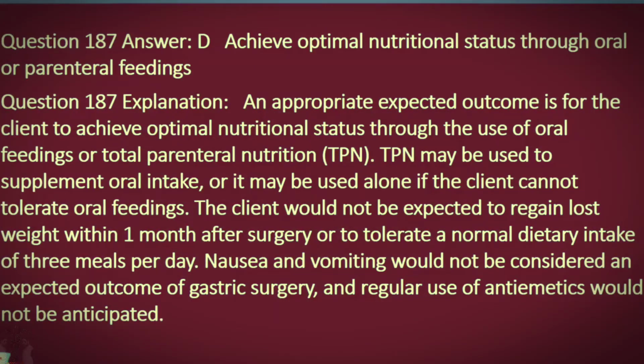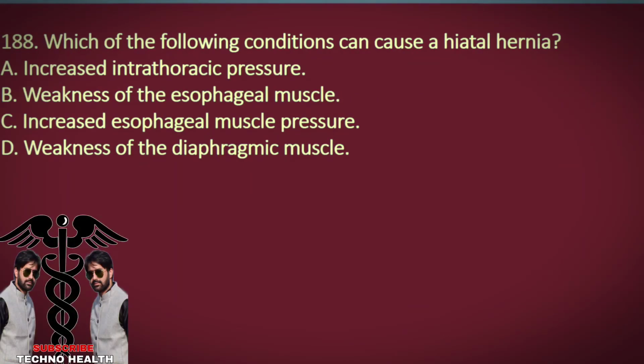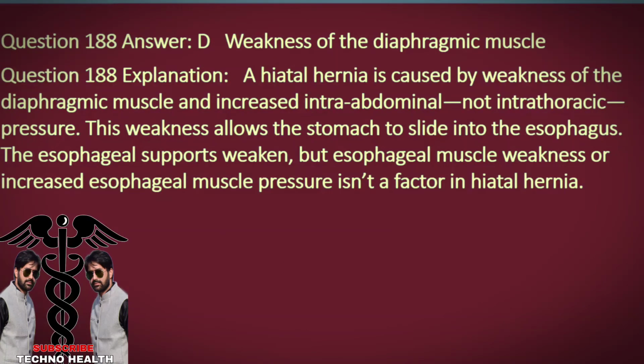Question 188. Which of the following conditions can cause a hiatal hernia? A. Increased intrathoracic pressure. B. Weakness of the esophageal muscle. C. Increased esophageal muscle pressure. D. Weakness of the diaphragmatic muscle. Answer: D. Weakness of the diaphragmatic muscle.